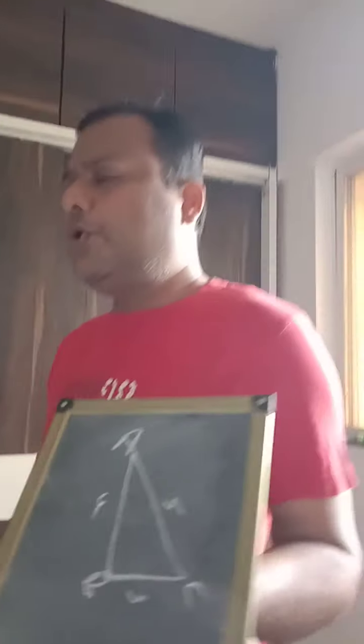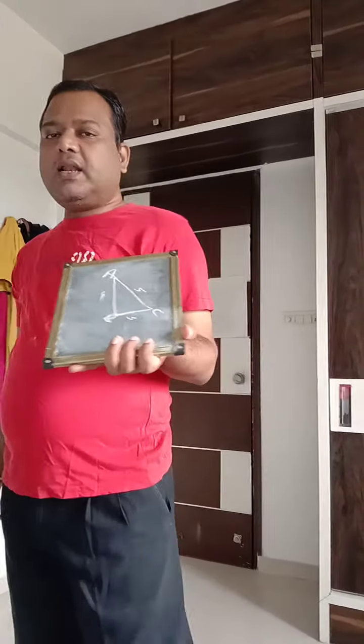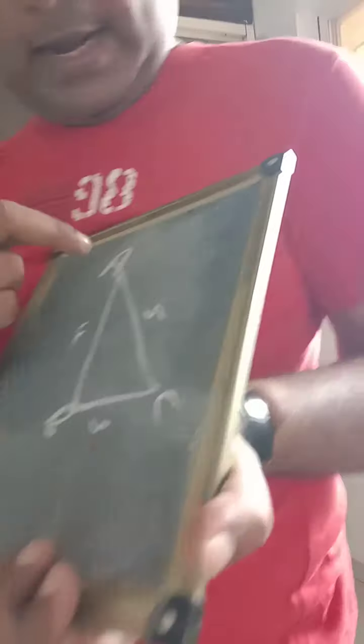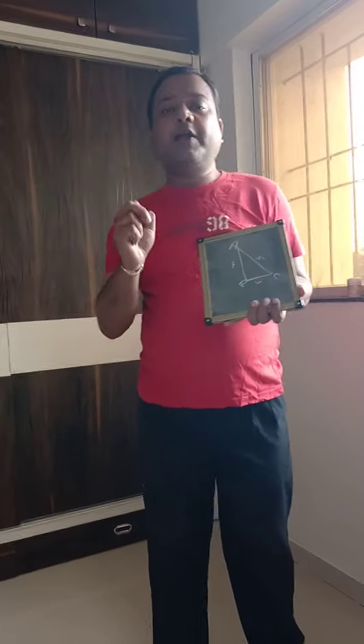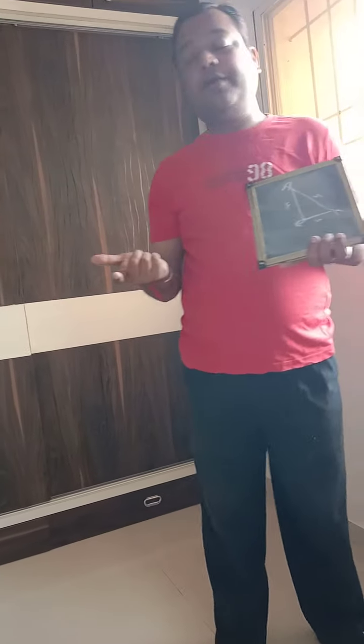Listen, you want to draw a circle inside the triangle. The most important thing is how many lines are there? AB first, BC second, AC third. So 3 lines are there. You have to bisect all 3 lines, and the point you get inside this triangle, with the help of a compass you can draw a circle, and that we call an incircle.